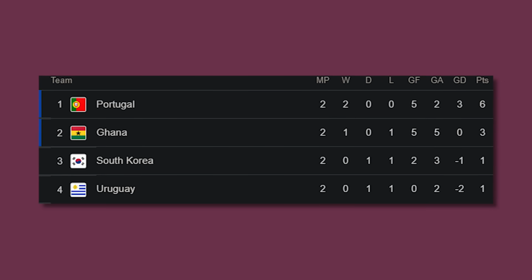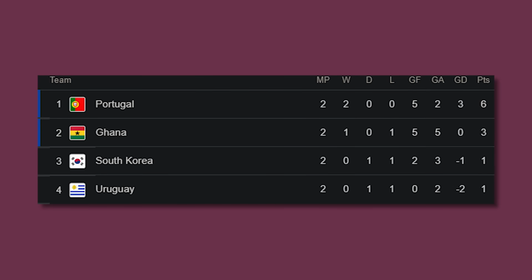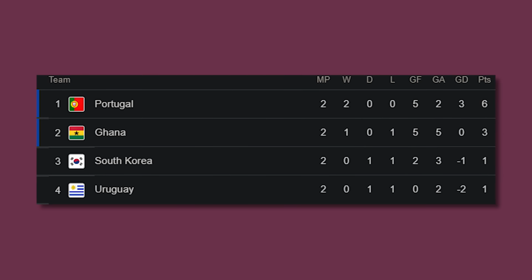The final day of Matchday 3 gave us the end to Group H. Portugal currently are winning the group while Ghana hope to advance in second. Ghana play Uruguay next and a Ghanaian win or draw sees them go through.